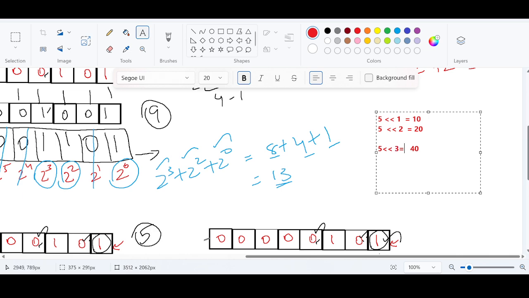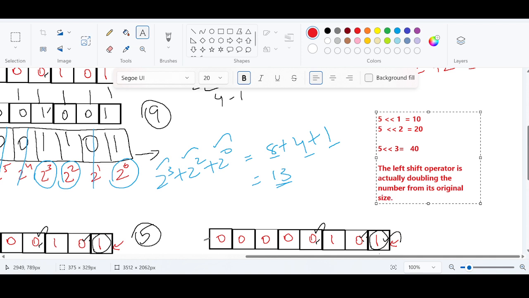I can write it like this: the left shift operator is actually doubling the number from the original size with the powers of 2. We keep it like this, doubling the number from the original size.